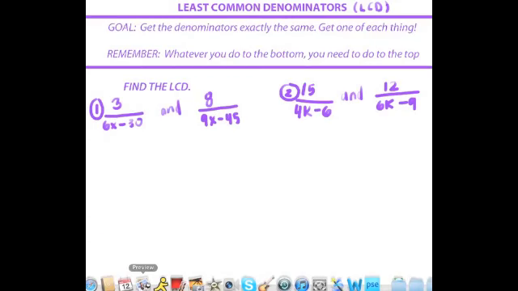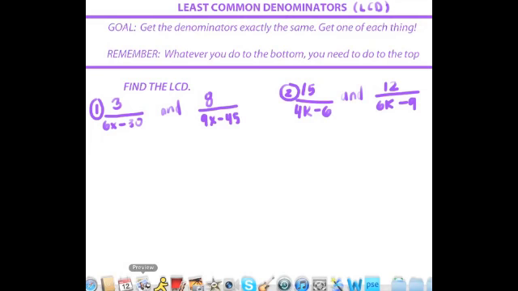We're working on the least common denominators today, or the LCD, and you've done this before like usual. Again, we're just taking it a step up by doing some factoring and putting some variables in here. But basically, I've given you guys a goal, and your goal is you need to get the denominators to be exactly the same. That's pretty much what's going on.